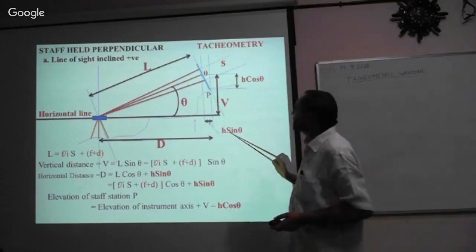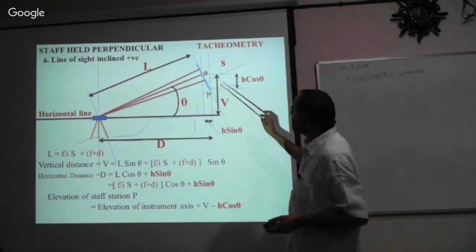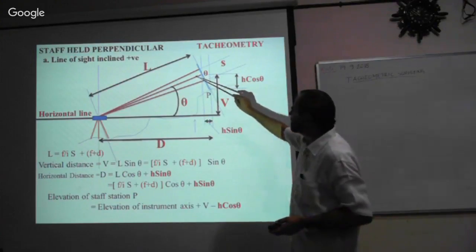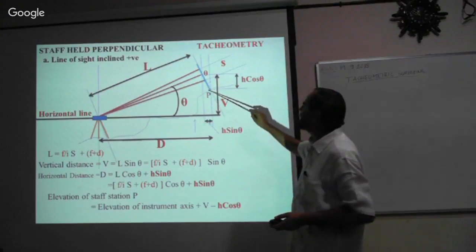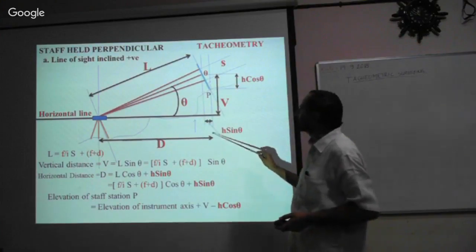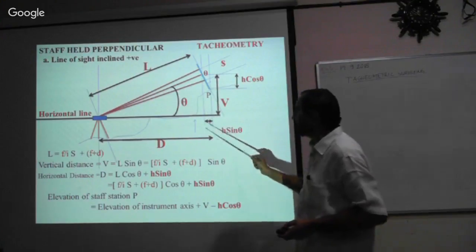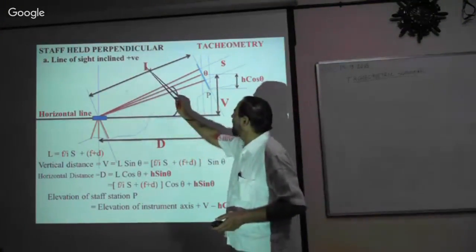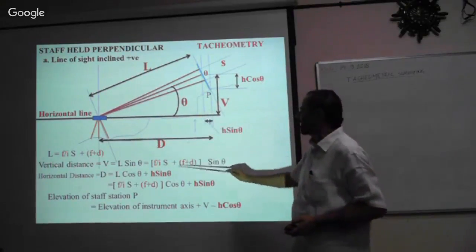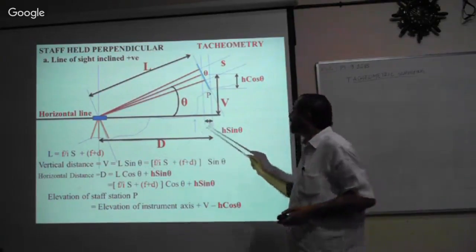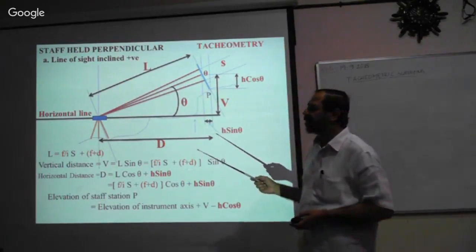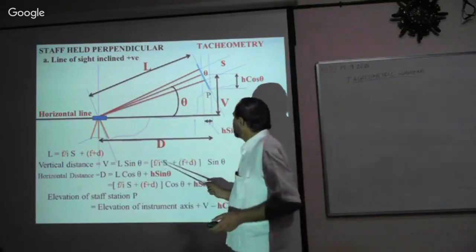Therefore, this becomes h sin theta, isn't it? H is the central line reading from the P. This is h. From here to here it is h. Therefore, the horizontal distance which is short to calculate D. Therefore D is equal to, please note, L cos theta. Up to here it is L cos theta. From here to here it is L cos theta. L cos theta plus H sin theta. Our problem is solved, isn't it? Our problem is solved.